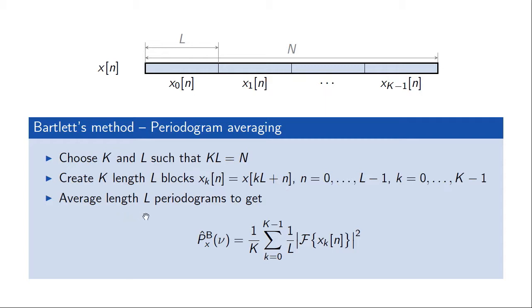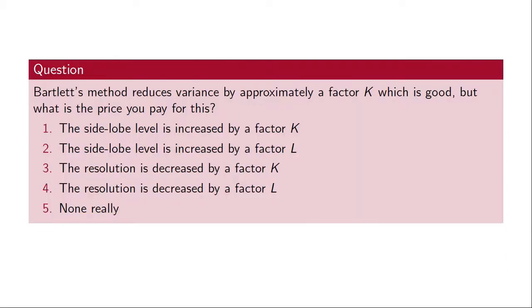You compute for each of these blocks a periodogram estimate, and then you average these in order to get your final estimate of the power spectral density. The idea here is that this estimate will have a lower variance than if you would have computed the periodogram for the entire data block, since that would have involved no averaging at all. Bartlett's method can reduce the variance by a factor of K, which is good, but there is a price to pay for this.